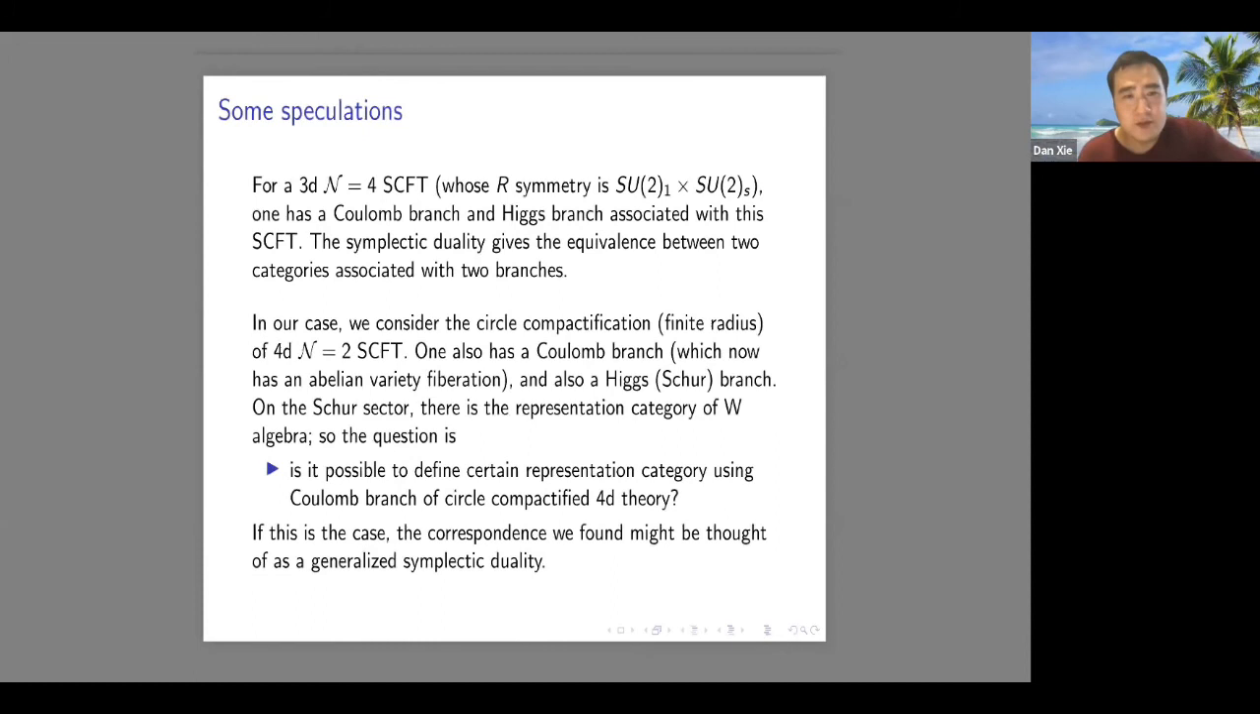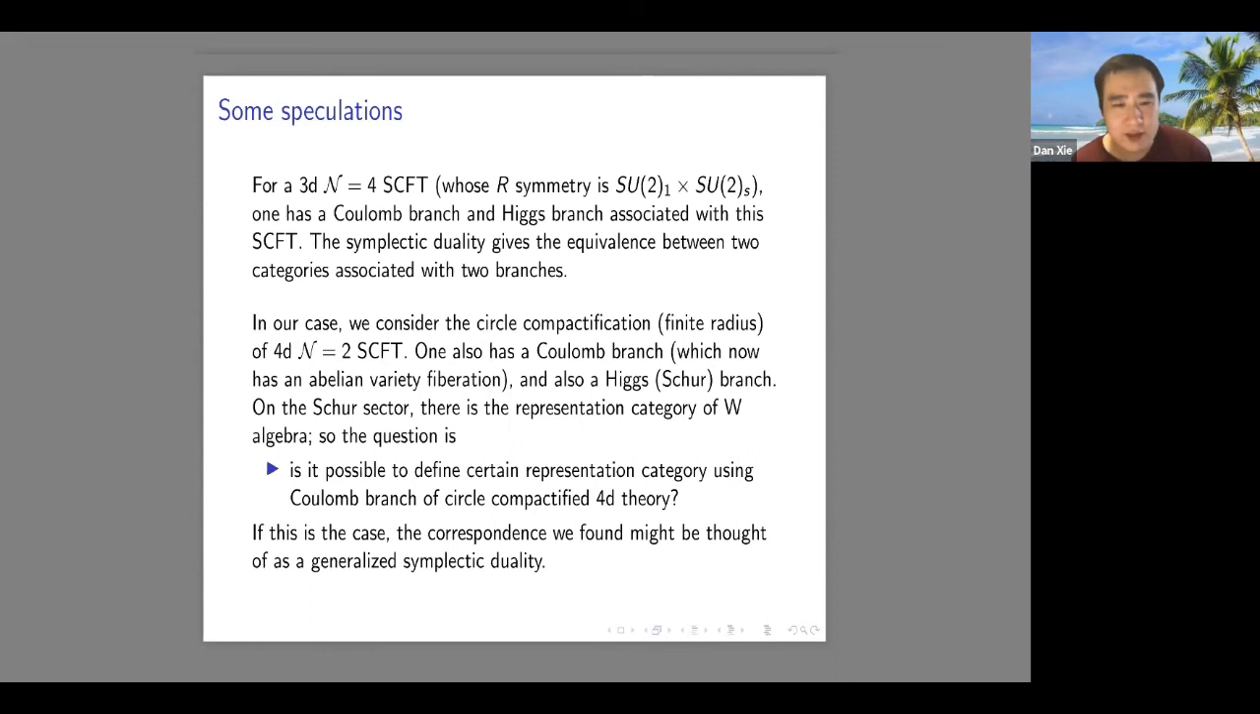Okay, so finally, I want to make some speculations about the interpretation of the third part. Now, for a three-dimensional N=4 superconformal field theory, and the R symmetry is SU(2)_1 times SU(2)_2, we have a Coulomb branch and a Higgs branch. So in the 3D case, the names Coulomb and Higgs are actually ambiguous. There's not really a physical distinction between them. But the so-called symplectic duality gives some equivalence between certain categories associated with the two branches.